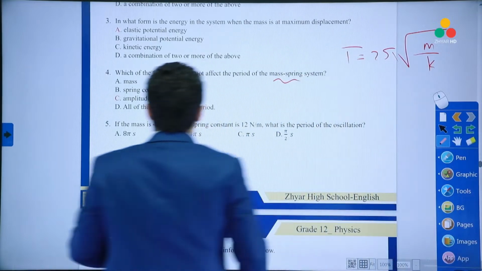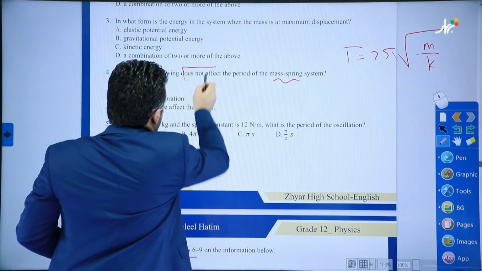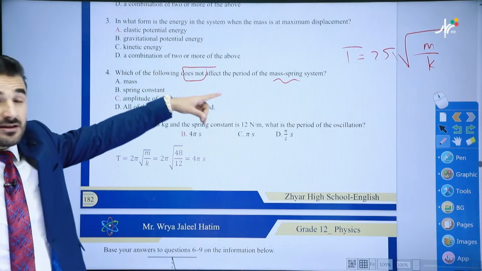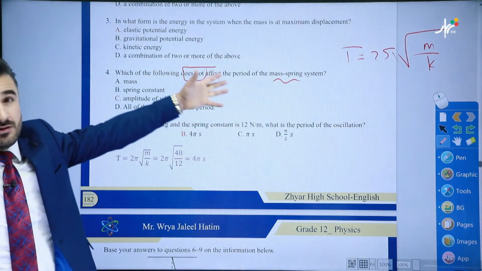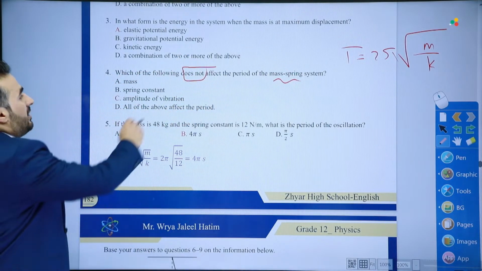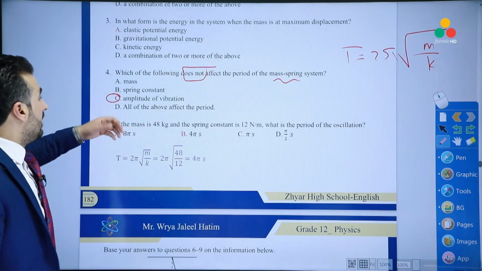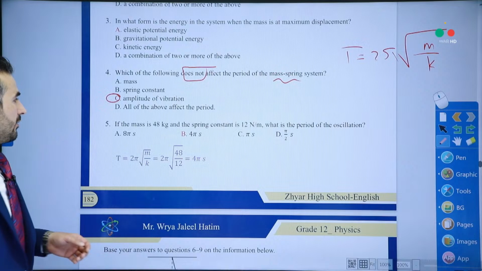So, which of the following does not affect? Can we say the mass does not affect? The answer is no, because there is a mass in the equation. What about the spring constant? It is in the equation. What about the amplitude? It is not in the equation, so this one will not affect the period. All of the above, that is not correct, of course.